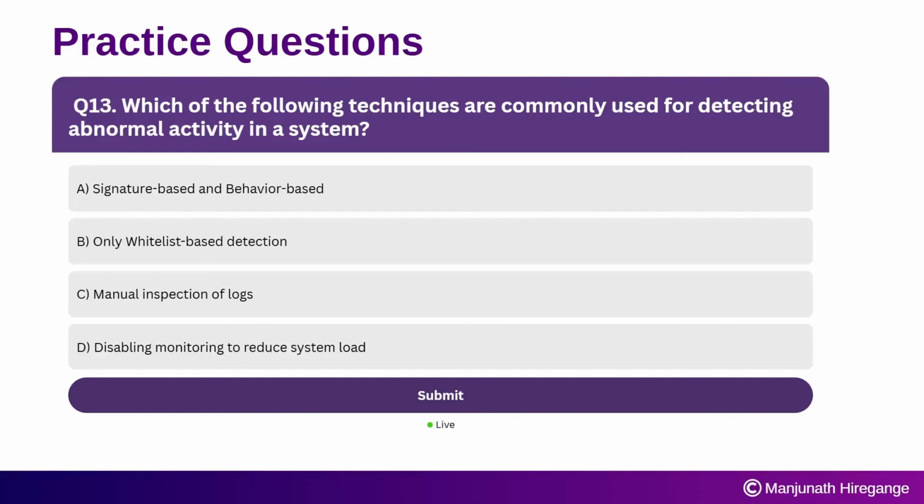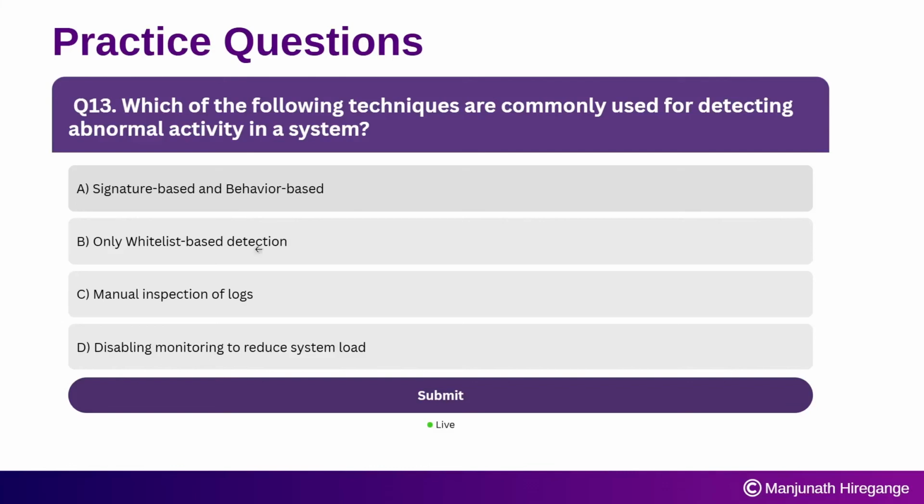Question number 13. Which of the following techniques are commonly used for detecting abnormal activity in a system? Signature based and behavior based, only whitelist based detection, manual inspection of logs, disabling monitoring to reduce system load. So signature based detection compares objects against a blacklist of known threats, and behavior based detection monitors systems or user behavior against known bad behaviors to identify threats. And anomaly based detection compares behaviors against a whitelist of your normal activity to detect any deviations.